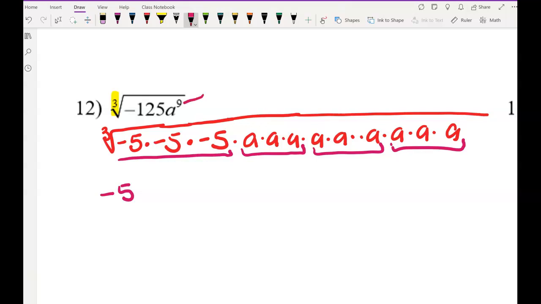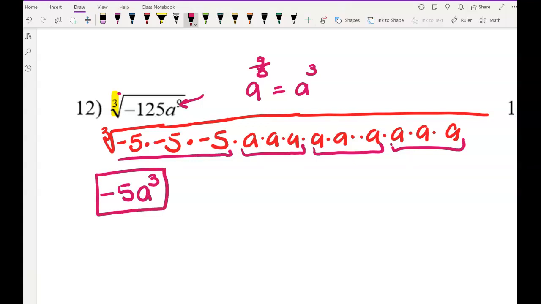So if we know the exponent is 9, you can do a to the 9th and then divide it by the index. That will give us a to the 3rd. And sometimes you're going to have leftovers. Not everything is going to be divisible perfectly by 3 or by 5 or whatever the index is. So that remains inside. In this case, we have a to the 3rd. Okay, so with a cube root, we definitely could have negative numbers.